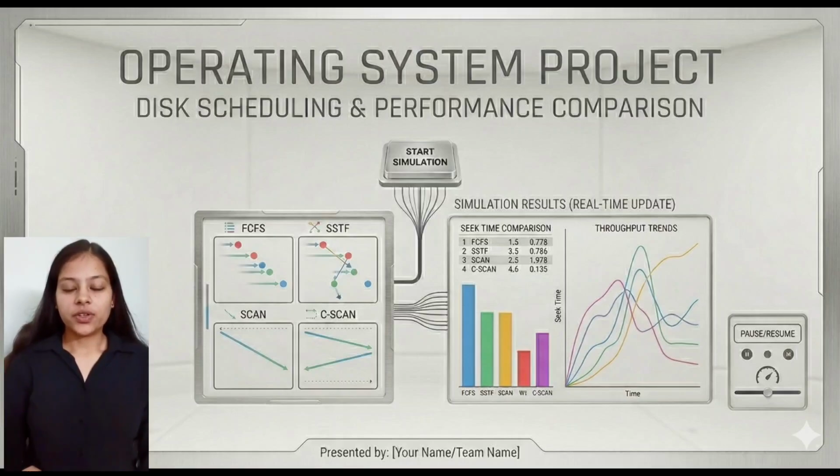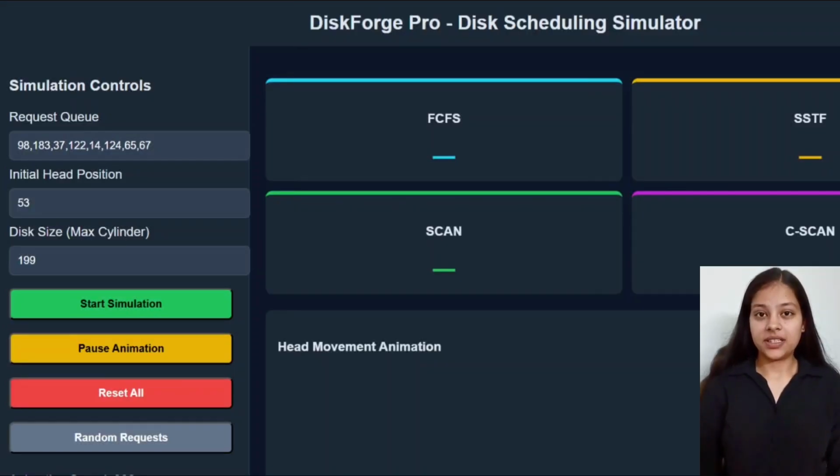Let's have a quick overview of our project. In the operating system, the disk head has to move frequently to read and write data from different cylinders. This movement is known as seek time, and reducing seek time is very important for better system performance.